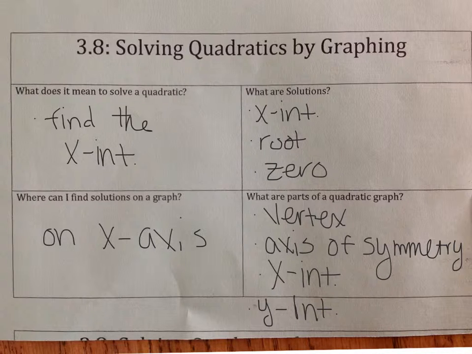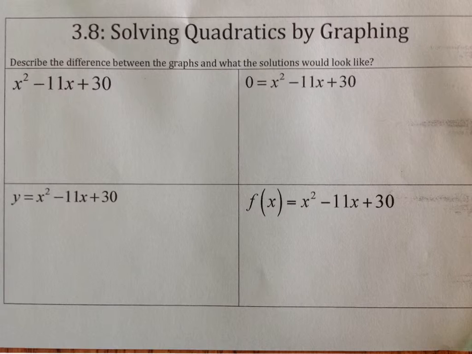With that taken care of, let's take a look at some different representations of a quadratic function. So if we take a look at our next page, the first thing we're going to evaluate is the function x squared minus 11x plus 30. And it wants to know, what would the solutions look like?